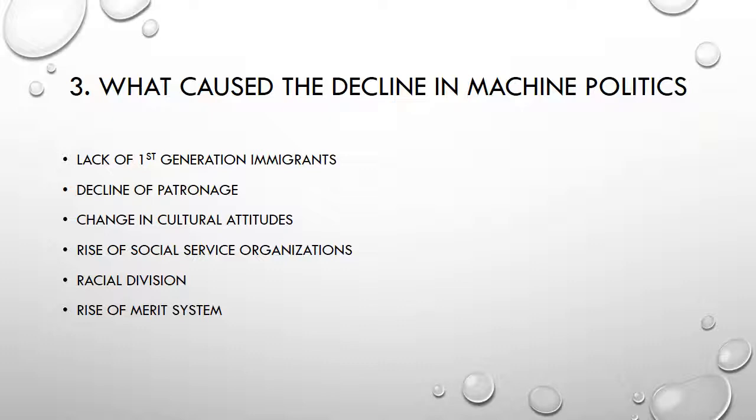Another thing is a decline in patronage. Well, patronage is a system where people are appointed to positions, and the machine lived off of this, where they were appointed to positions not because they had any skills, but because they were loyal members of the party. And they did two things. They gave money to the party, and second of all, they worked for the party during election campaigns.